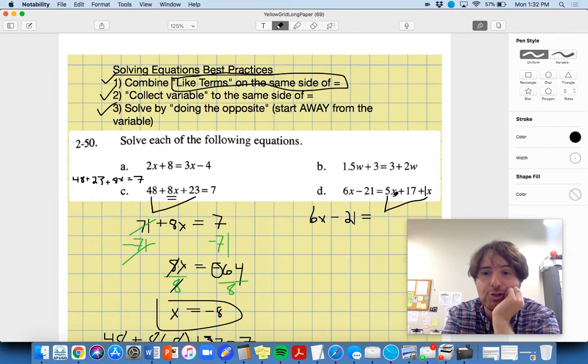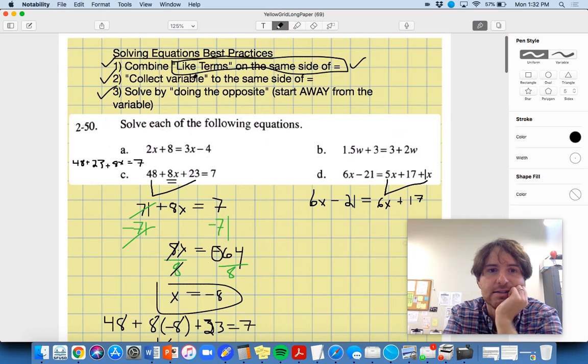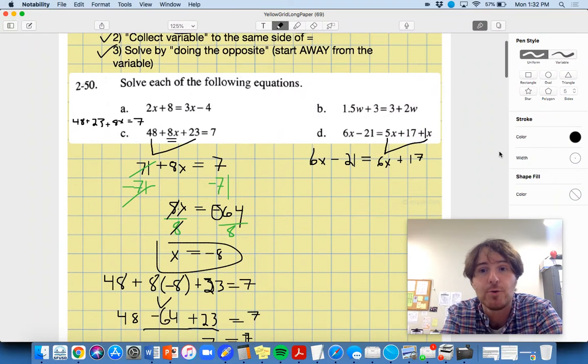So if I combine like terms here, 5x and x are like terms. They're x terms. So I do 5x plus x. That gives me 6x, and then I've got plus 17 over here. And now I've taken care of the first thing. I've combined like terms, okay? Next thing on my step list, my solving equations best practices, is to collect the variable to the same side of equals, okay? So here, we're going to get an interesting result, I believe.